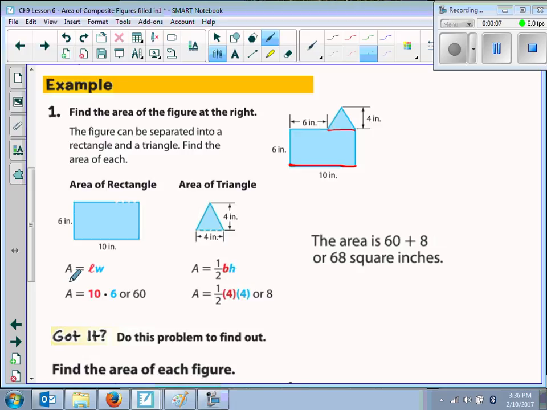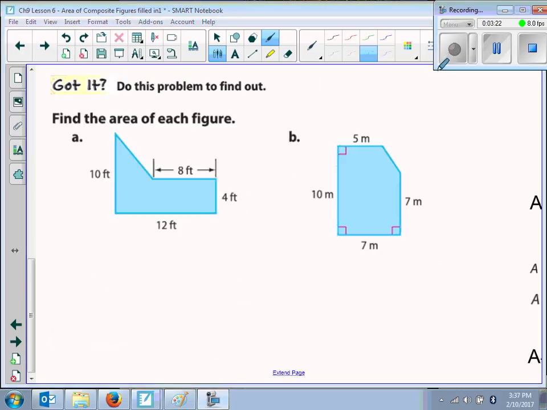Now, here you'll see the area is length times width. Yesterday we called it base times height. Same thing, okay? Same thing. Let's do this one together. So here we want to find the area of each figure. So for the first one, how would you break that up?